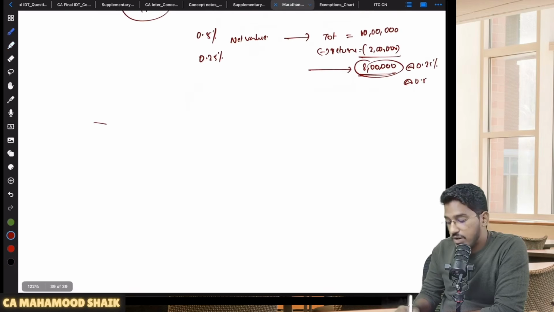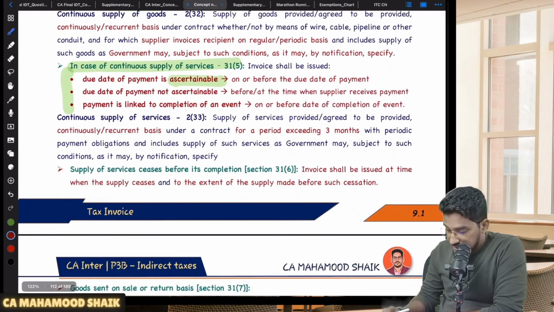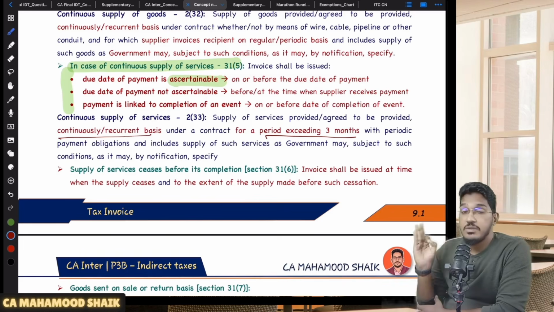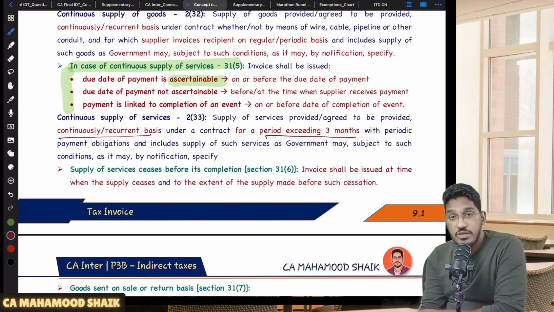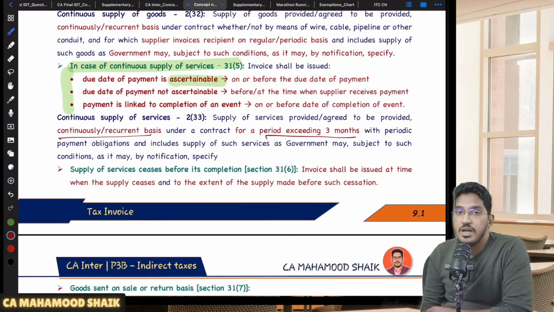First of all, we need to understand what is continuous supply of service. In order to qualify as continuous supply of service, they say that there should be a supply of service on a continuous or recurrent basis for a period exceeding 3 months. For more than 3 months on a continuous or recurrent basis, if you are providing services, then only it will be treated as continuous supply of services. There is no such condition for continuous supply of goods.